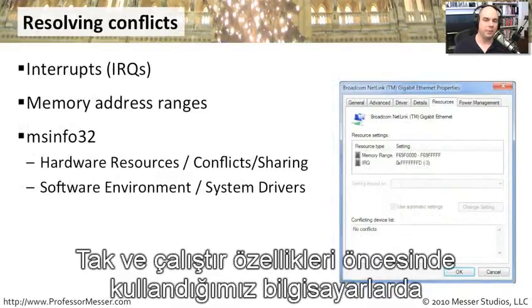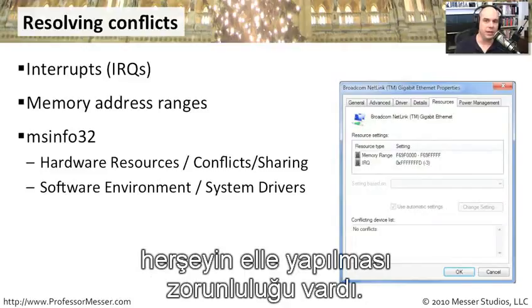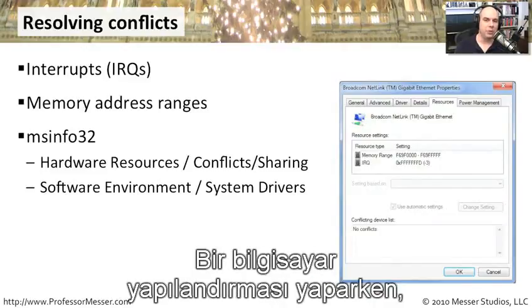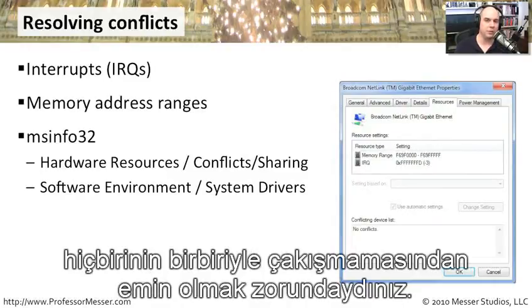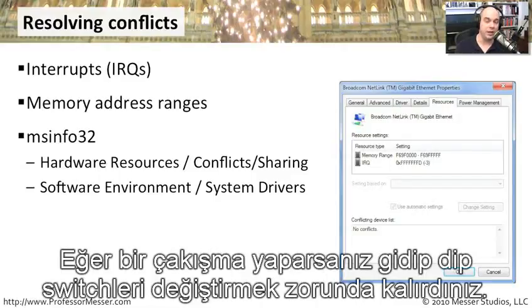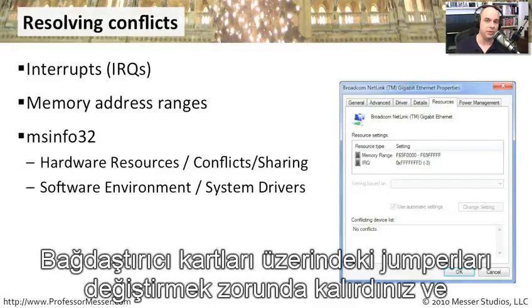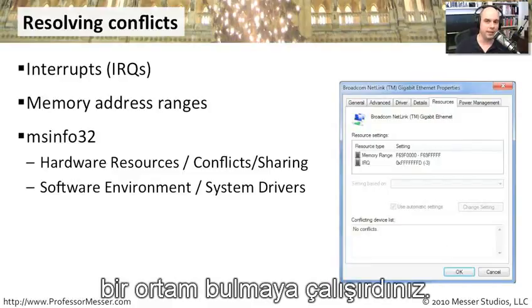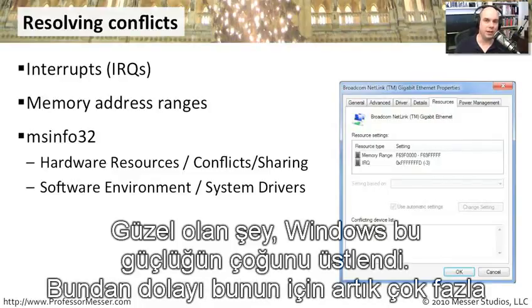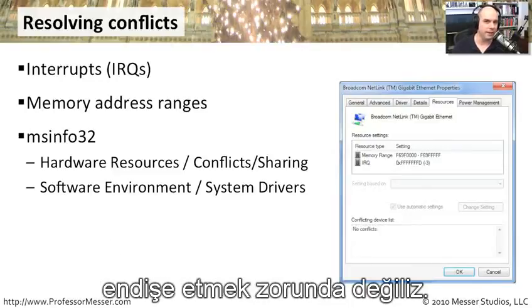Prior to plug and play operations and the computers that we use these days, everything had to be done manually. When you configured a computer, you had to make sure that none of the address ranges overlapped with each other, that the pieces of hardware weren't sharing similar IRQs or interrupts inside of your computer. And if you did have a conflict, you'd have to go in and change dip switches, change jumpers on adapter cards, and try to find a way so that all of the pieces of hardware could work very well together. Fortunately, Windows takes care of a lot of that for us. We don't have to worry about it so much.